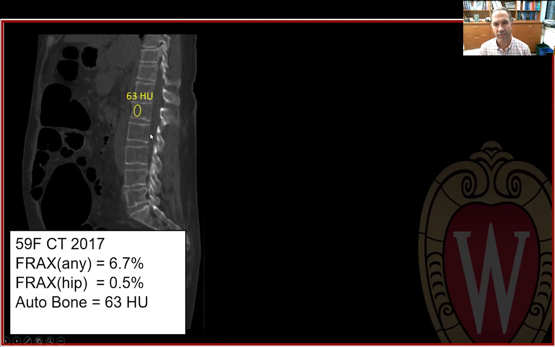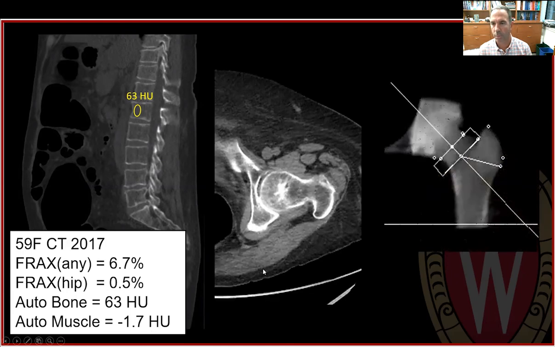But we see that she has a very low attenuation. Remember, anything under 90 puts them at much higher risk for future fracture. So she's at a very high risk for fracture given this 63 Hounsfield units. And I can just tell you the muscle attenuation is also quite low, and that puts her at increased risk for a hip fracture, as I'll show you in a moment.